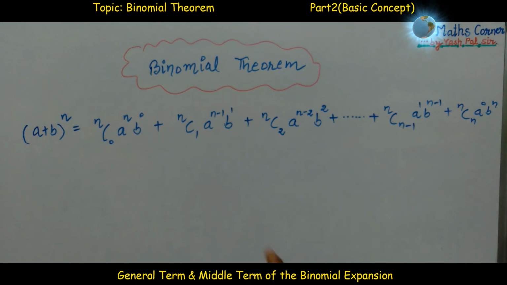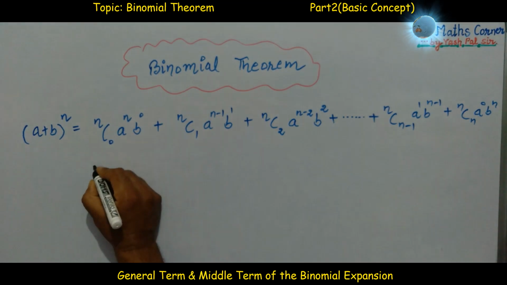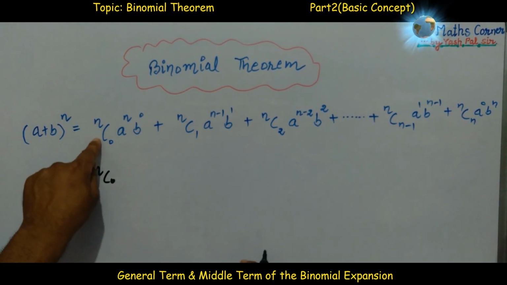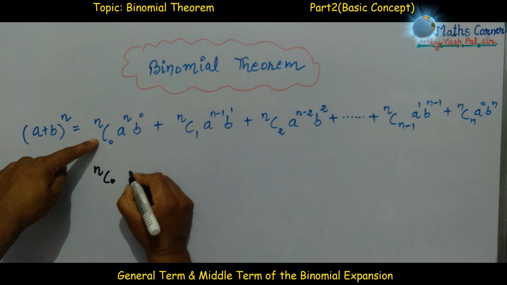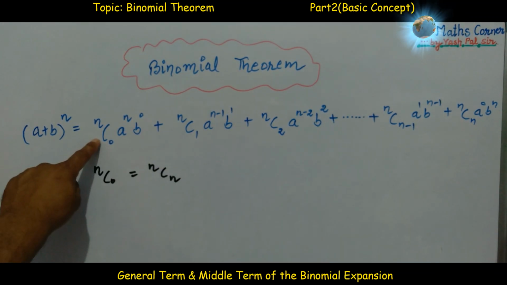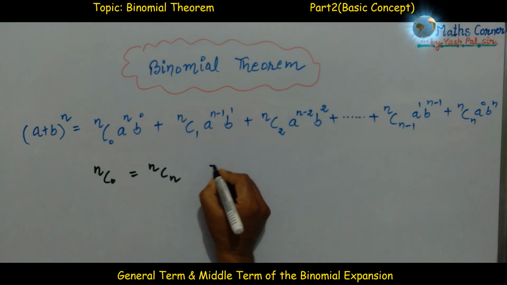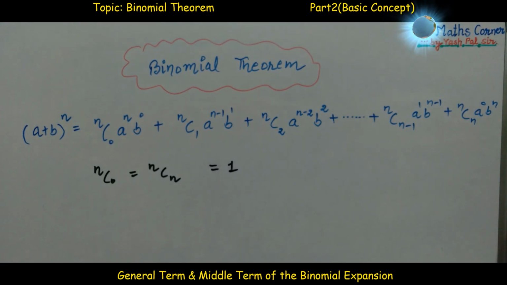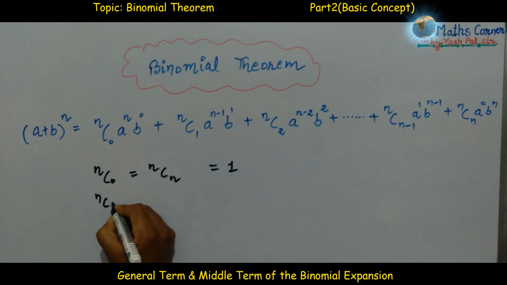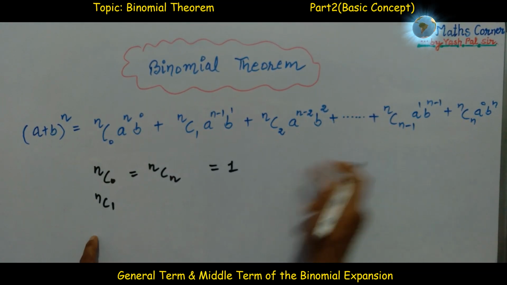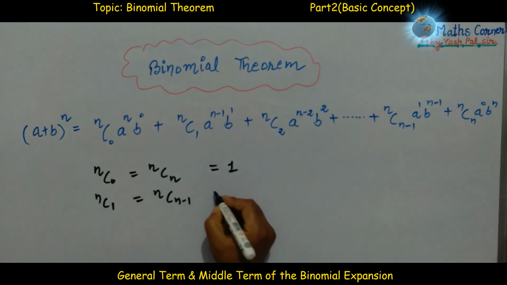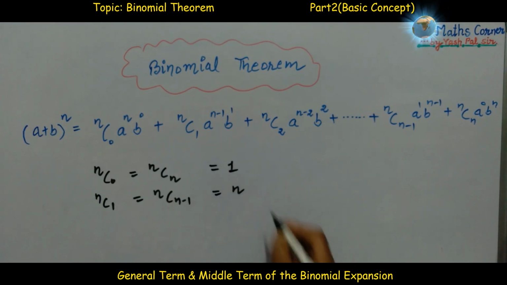One important result we also saw. What was that? The first coefficient nC0 is equal to the last, nCn, and the value of this is 1. The second coefficient is nC1, and the second last is nCn-1. They are equal to n.